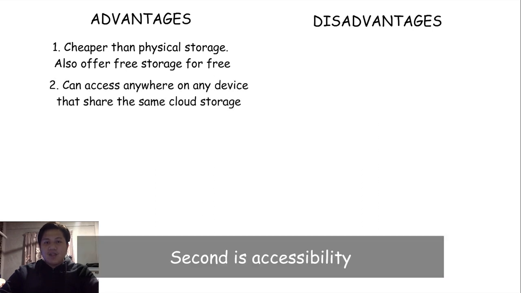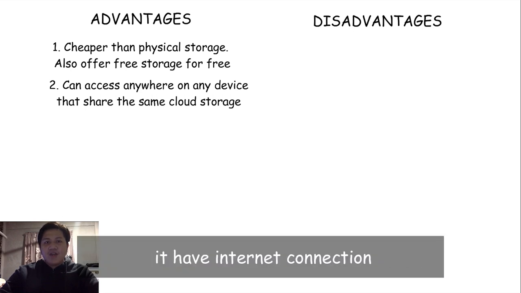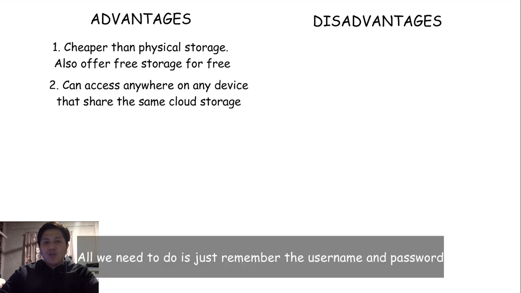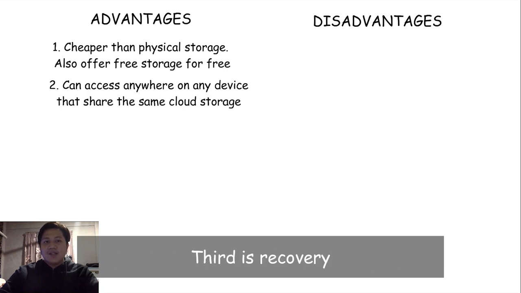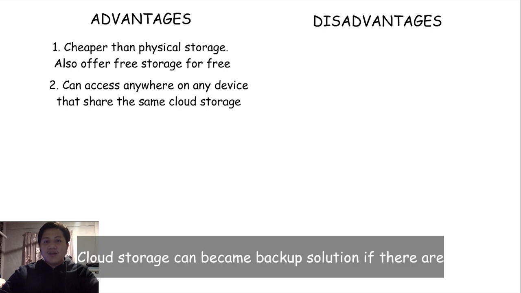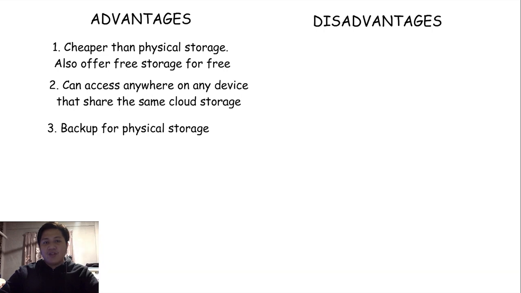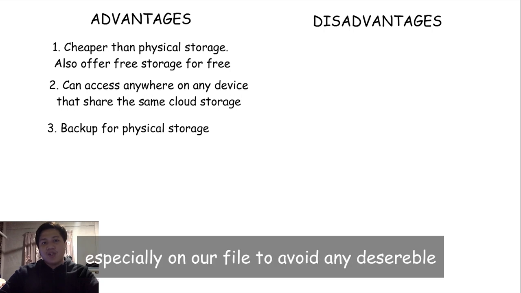Second is accessibility. We can access our files anywhere on any device as long as it has an internet connection. We don't have to bring it like physical storage. All we need to do is remember the username and password to have access anywhere and anytime. Third is recovery. Cloud storage can become a backup solution if there is any failure or malfunction on your physical storage. It is important for us to have a backup on cloud storage, especially for our files, to avoid any disaster.